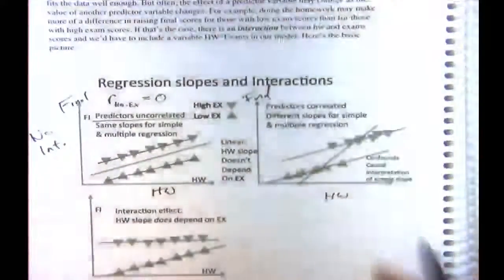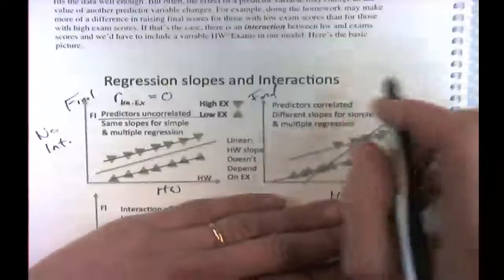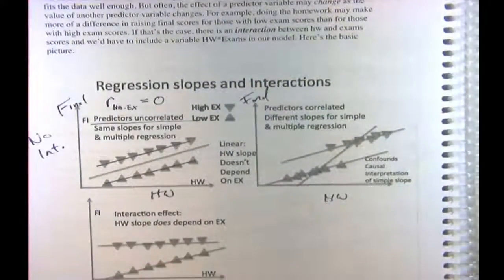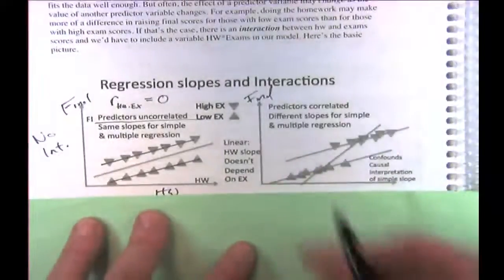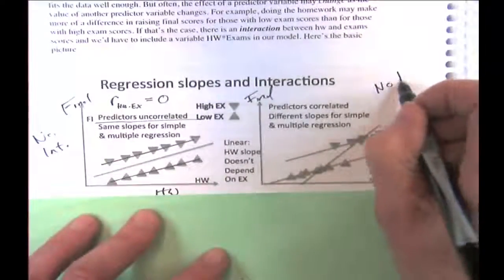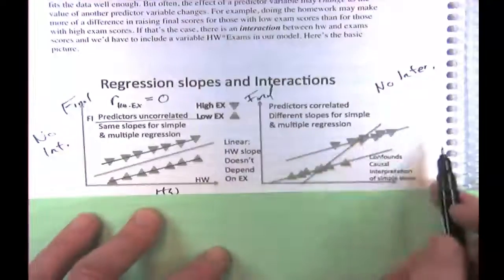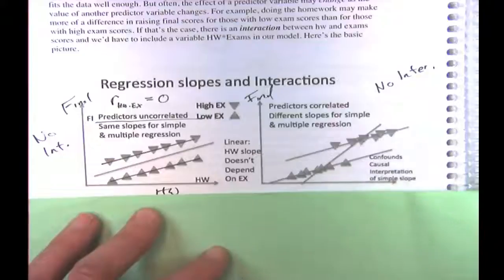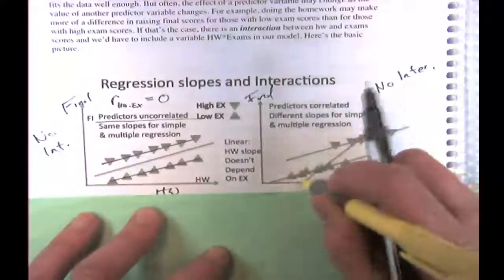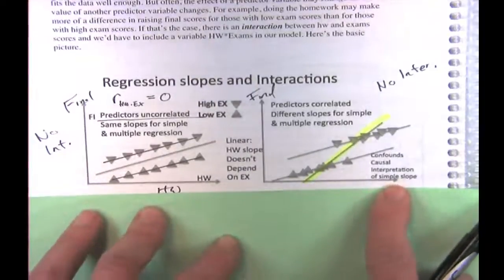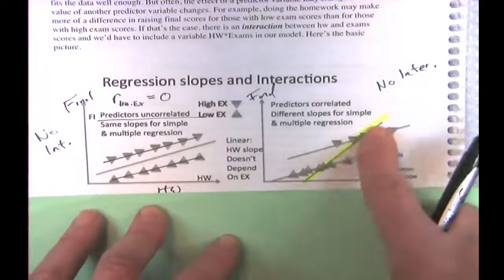And no interaction. Now, this whole row doesn't have interaction. This has no interaction. Don't even think about this one yet, because we haven't talked about interaction. So we're just right here. So no interaction here either. Okay? But this one, look at this. This could confound a causal relation interpretation of a simple slope.